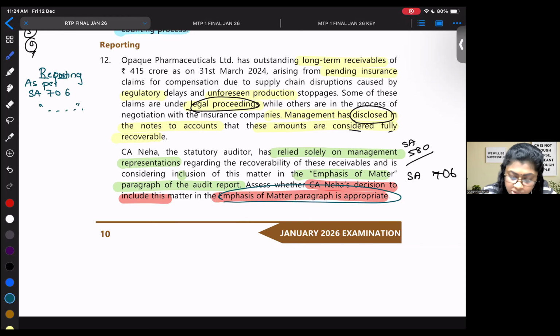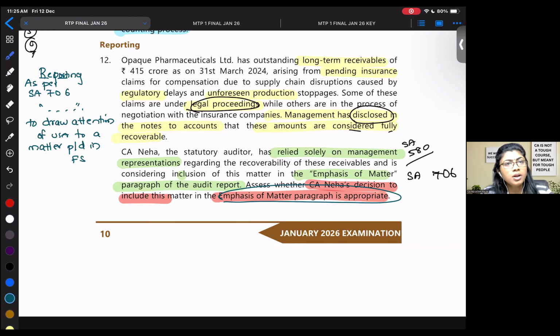It is included to draw the attention of users to a matter properly presented or disclosed in the financial statements. So you'll write that. Then you can add the objective of 706: the objective of including an emphasis of matter paragraph is to draw users' attention to a matter disclosed. All this about 706 you will elaborate well in the first paragraph.